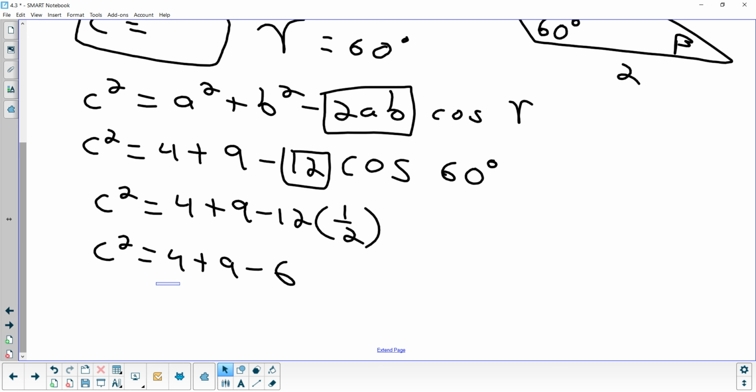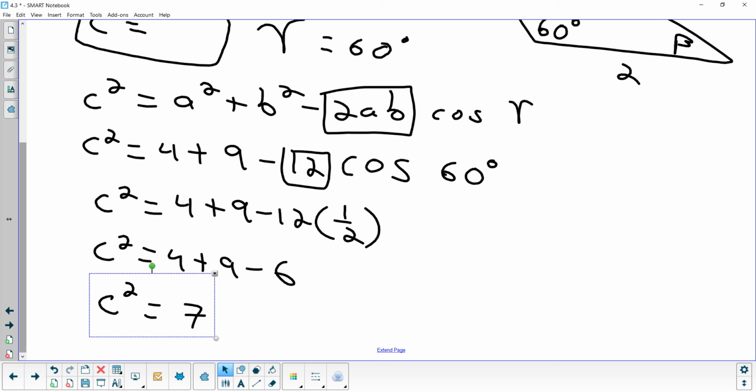Now, add and subtract, just go in order from left to right. Jacob, what's 4 plus 9? 13. 13 minus 6? 7. Okay, so we've done all the arithmetic we can do.